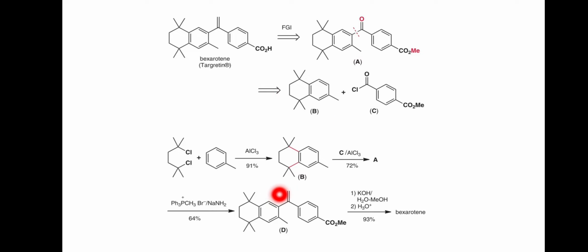Now the last step: you have to do the hydrolysis. If you compare the final target molecule and this intermediate D, you can see there is only one difference: D has an ester, and the final molecule has an acid. So the last step is hydrolysis of the ester to the acid. You will get the final target molecule, which is named bexarotene.